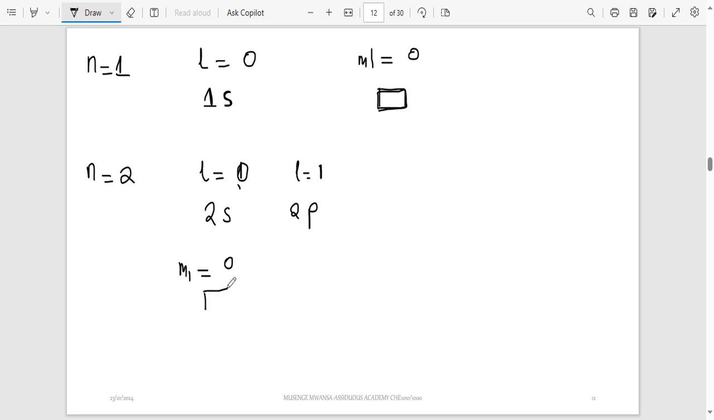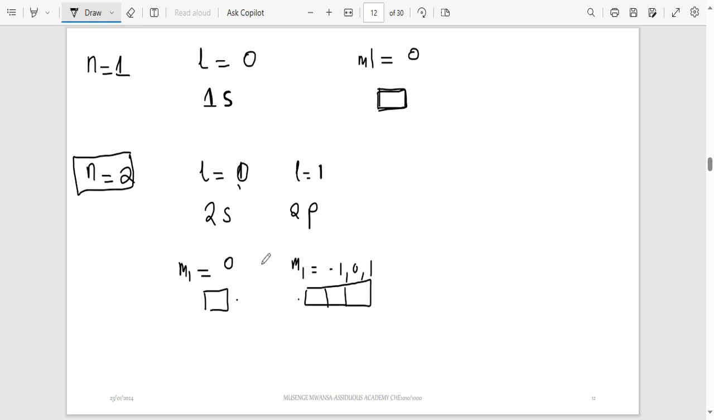So meaning that this is only one orbital. When L is 1, we say that ML is a number from negative 1 to positive 1. So we're going to have negative 1, 0, and 1. The meaning of this is that you have got three orbitals which are together. So in total, the second energy level has got four orbitals. This one, and these three. That is why the second energy level can have 8 electrons, because each of these orbitals can have 2 electrons.